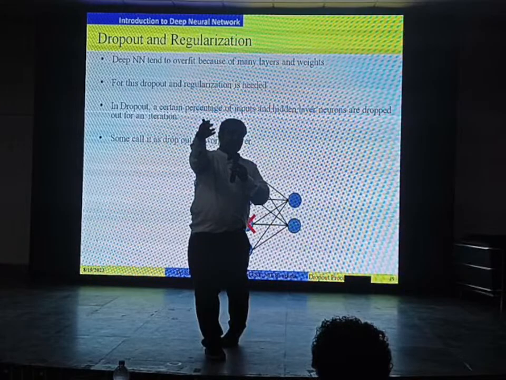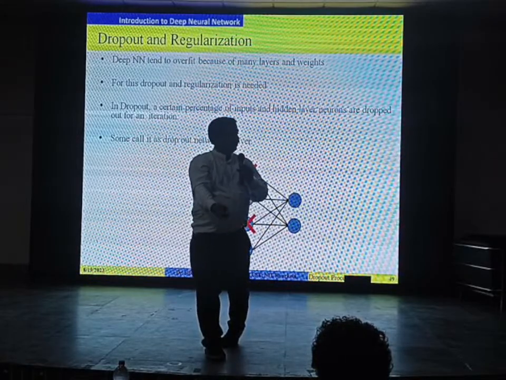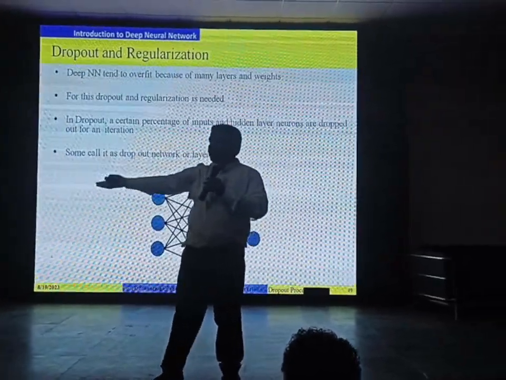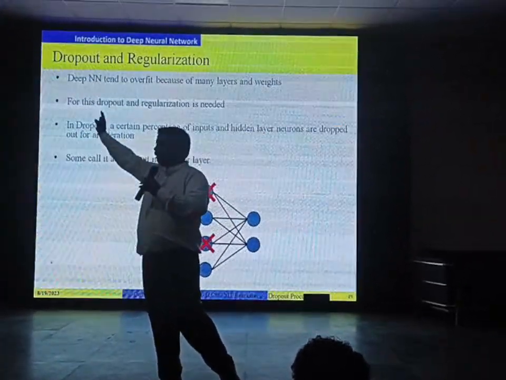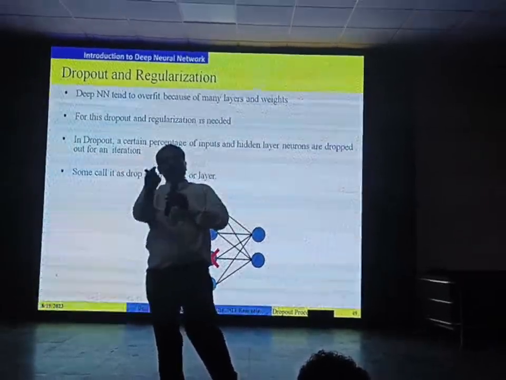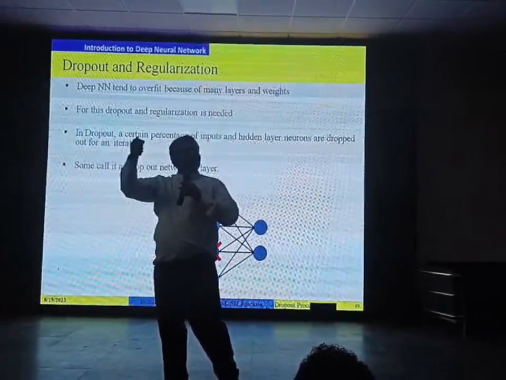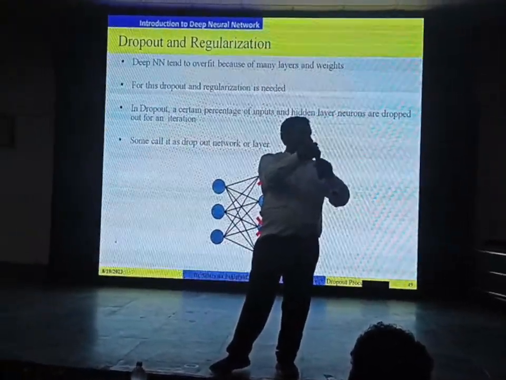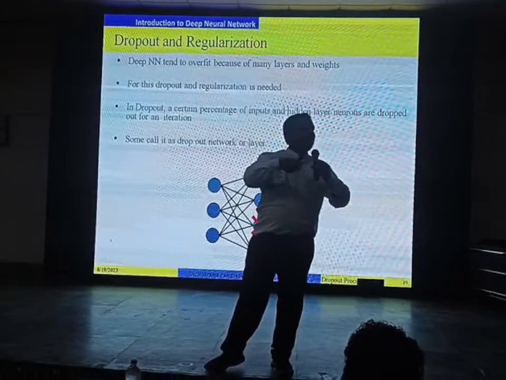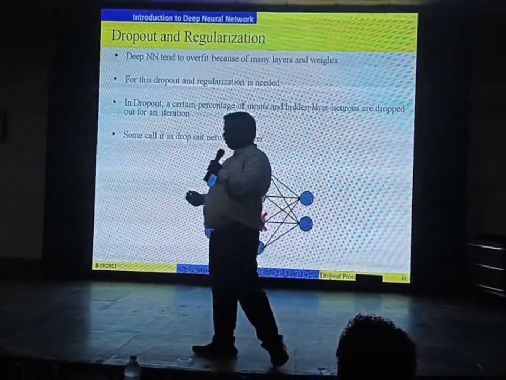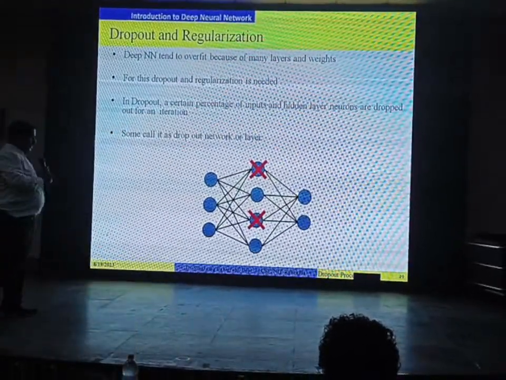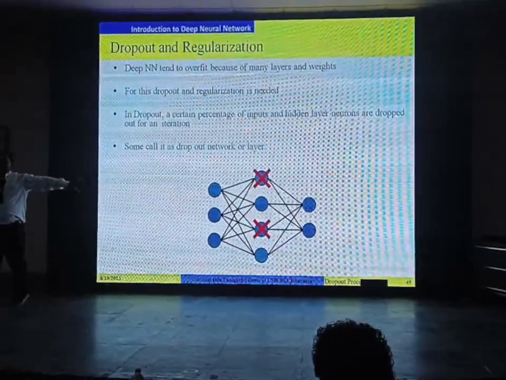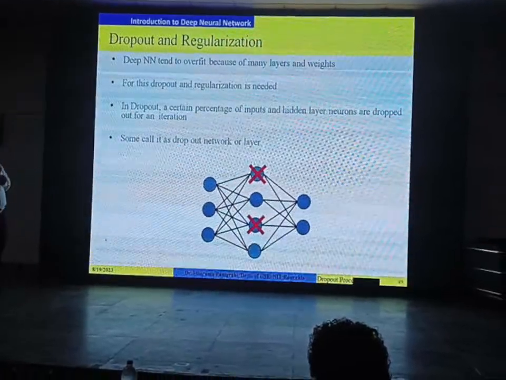So now the question is, how to set the dropout rate? If it is too high, underfitting, as many neurons will be dropped. If it is too low, overfitting, as few neurons will be dropped, few weights will be dropped. So how do we get the optimal value of the dropout rate? That we will see. But this concept has been developed, and due to that, overfitting can be avoided.